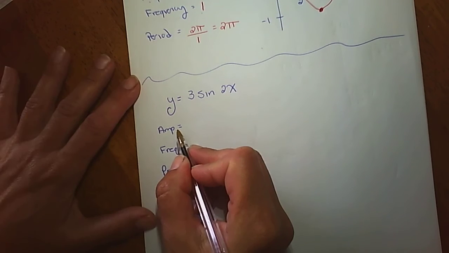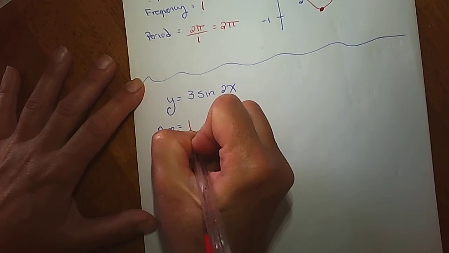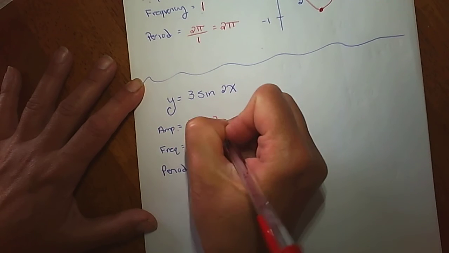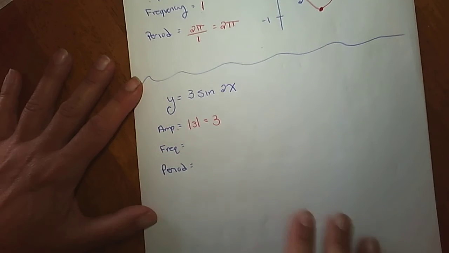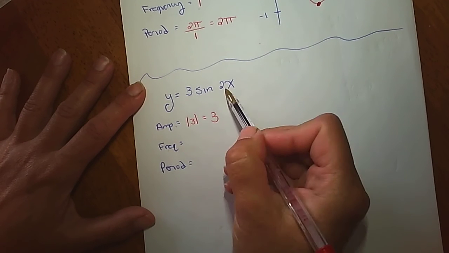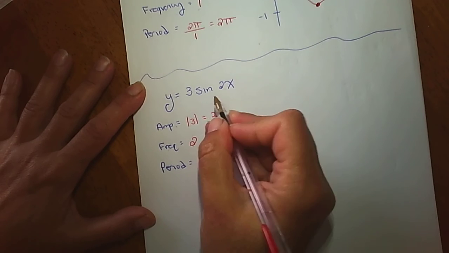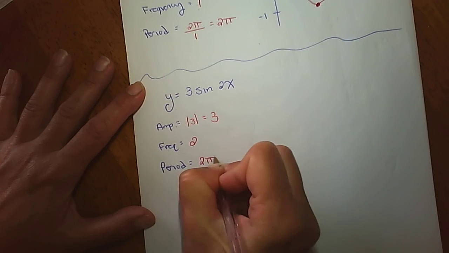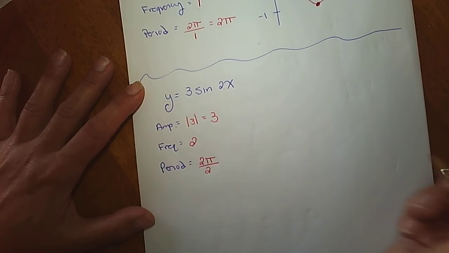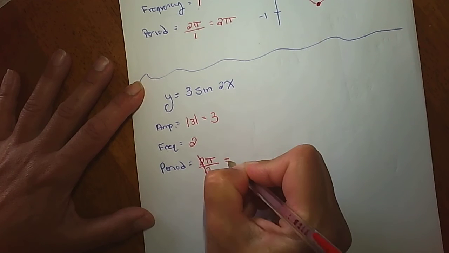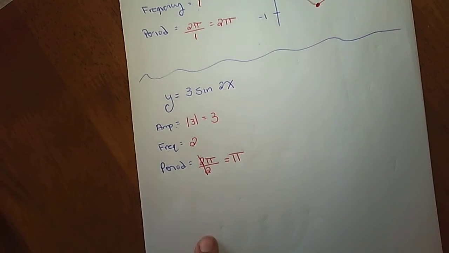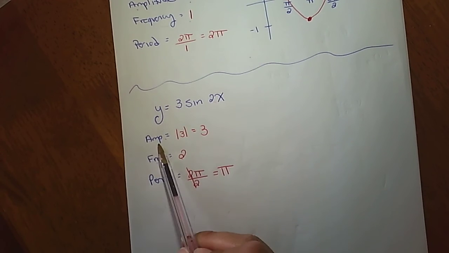The amplitude will always be the absolute value of the number in front, so that's going to be 3. The frequency is the number in front of the x, okay? And the period is 2 pi over the frequency, which is 2. So that will cancel, so that guy's pi. Now let's talk about what this means, right?